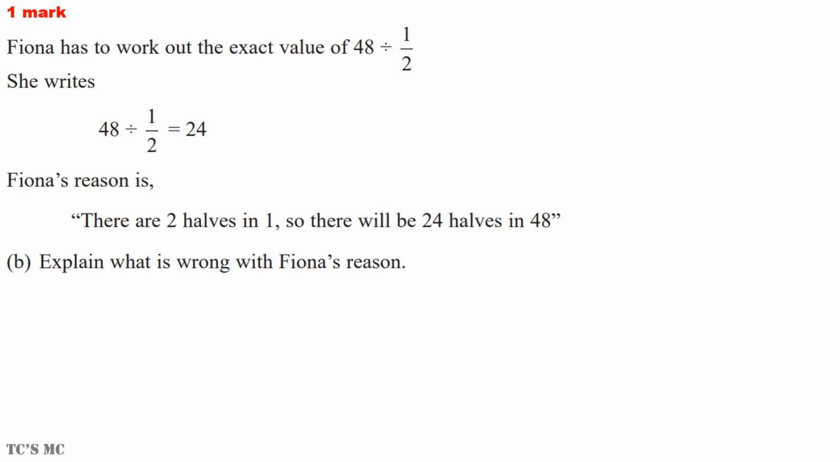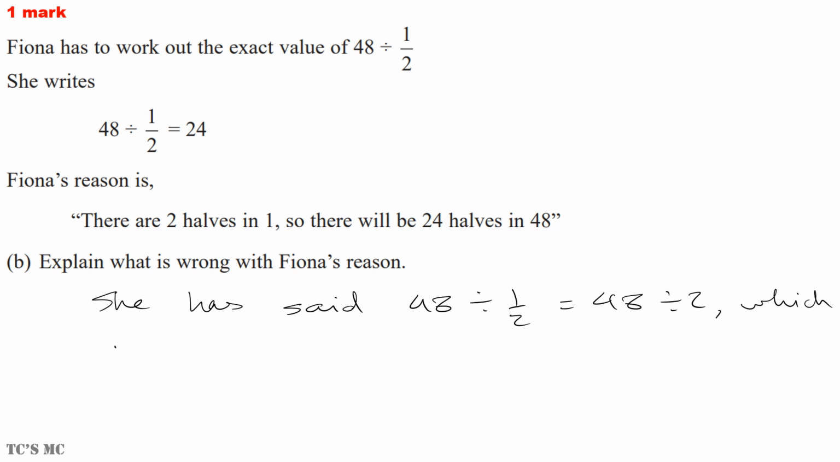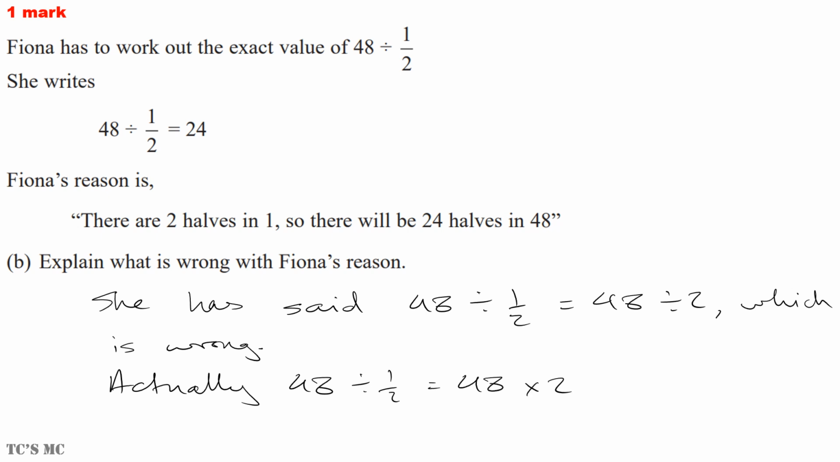So we would say she has said 48 divided by a half is the same as 48 divide 2, which is wrong. Actually, 48 divided by a half is the same as 48 multiplied by 2, which is 96. And that's perfectly fine.